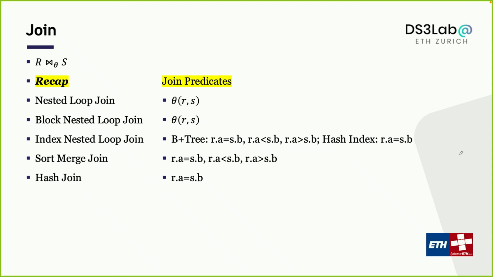For the sort-merge join, you can do equality, and in your join condition, you can compare, for example, R.A is smaller than S.B, something like this. For the hash join, you can only do this kind of equality thing. So as you can see, these are the constraints.